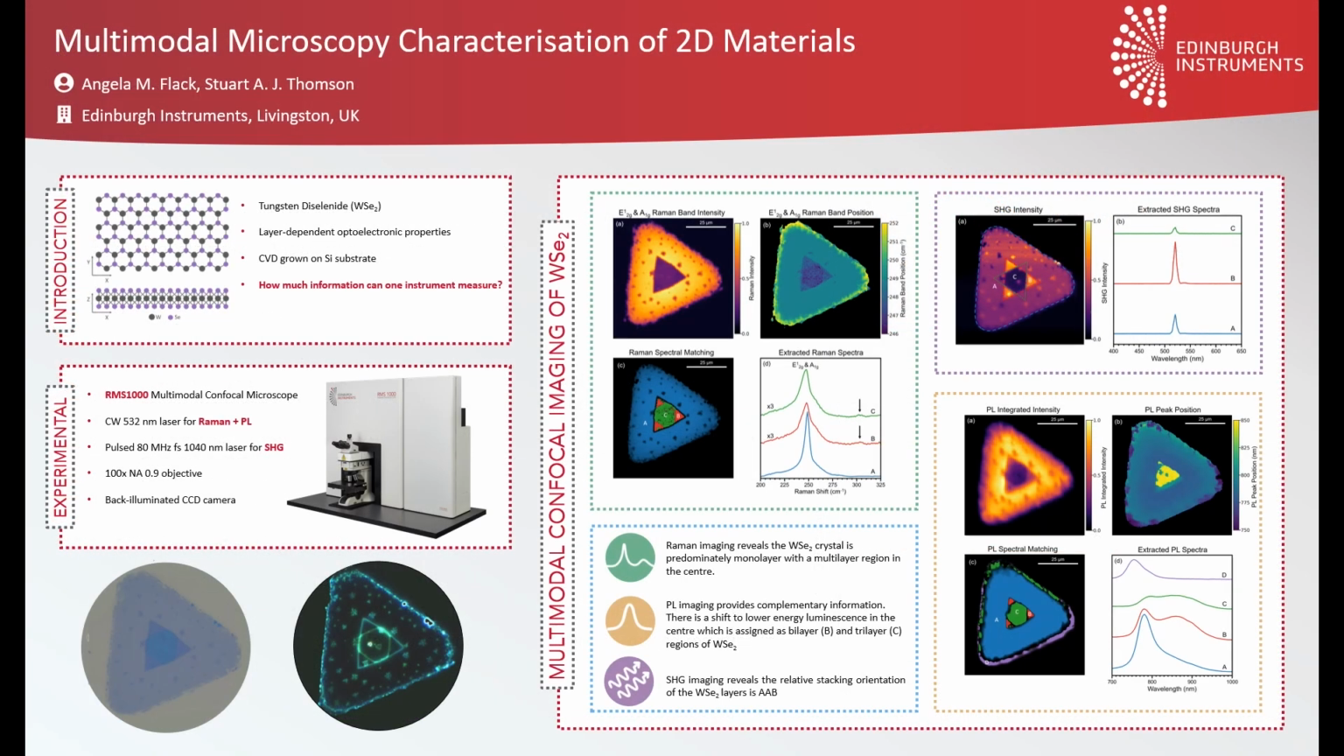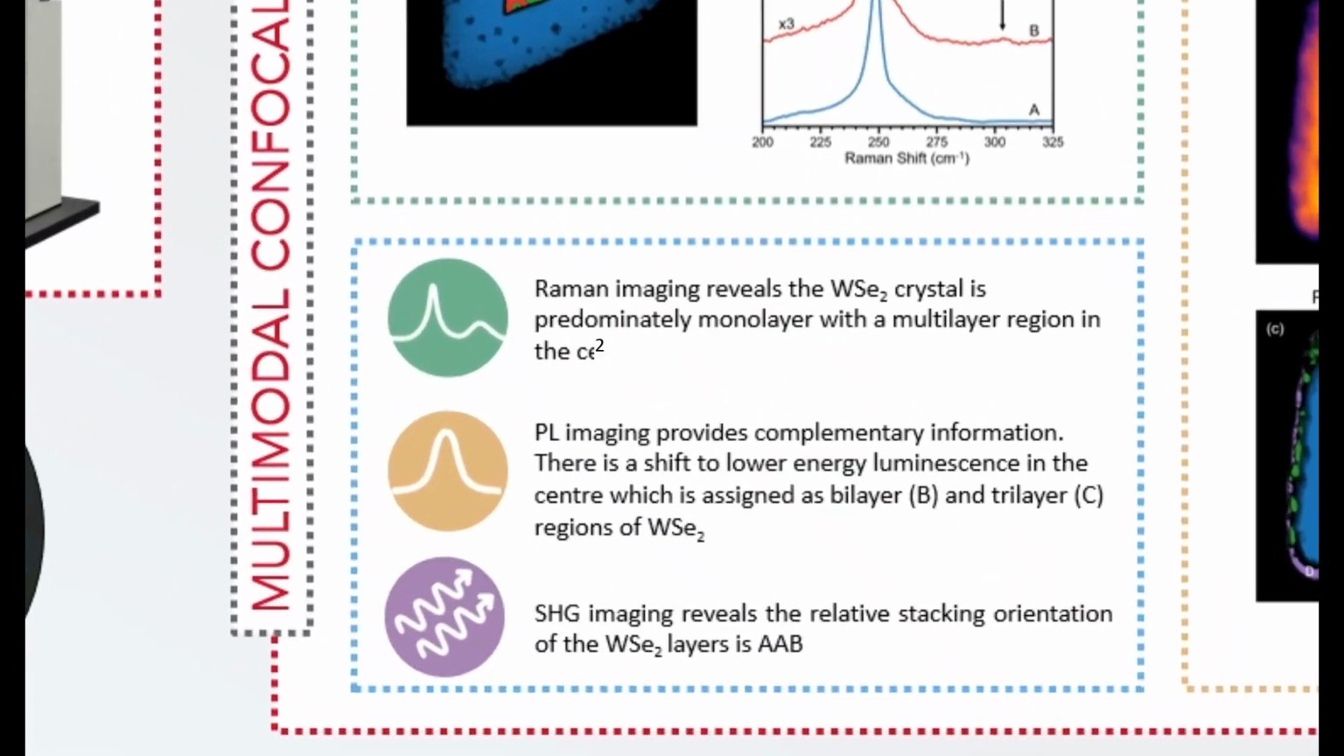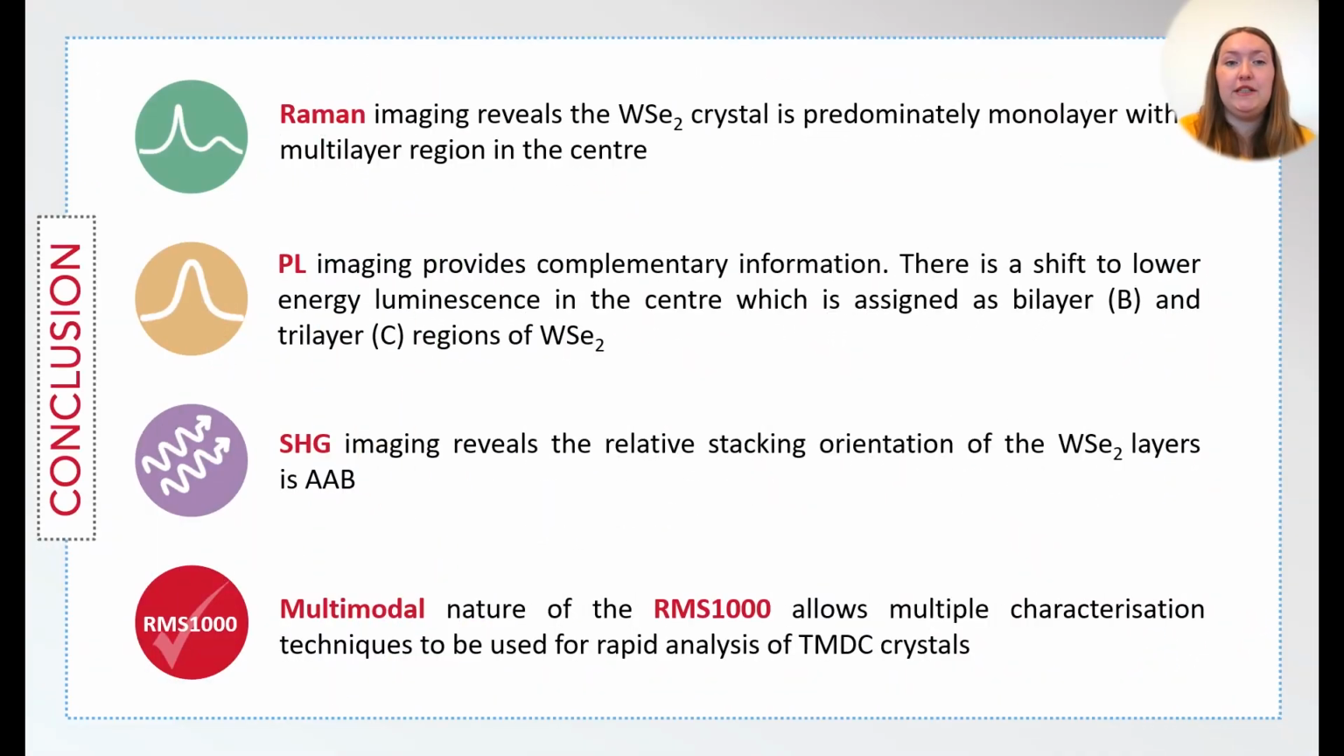So let's quickly recap what we found out from today's poster. Well, firstly, I demonstrated how using Raman imaging reveals areas of the crystal that are monolayer and areas that are multilayer. Specifically, that the center of the crystal had an area that was multi-layer tungsten diselenide. However, it was quite vague in the information there. So we progressed to photoluminescence imaging, which provided complementary information and even higher detail, meaning we can now assign areas of the center crystal to be bilayer and areas to be trilayer.